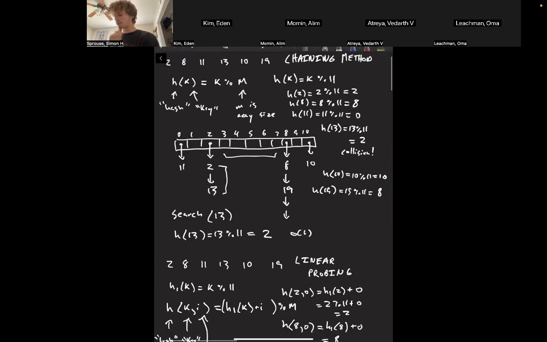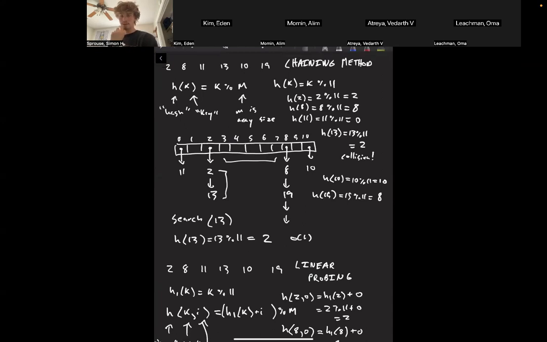And we can handle collisions by just creating linked lists. And huge hint, this is PA5. This is exactly what you're doing for PA5.